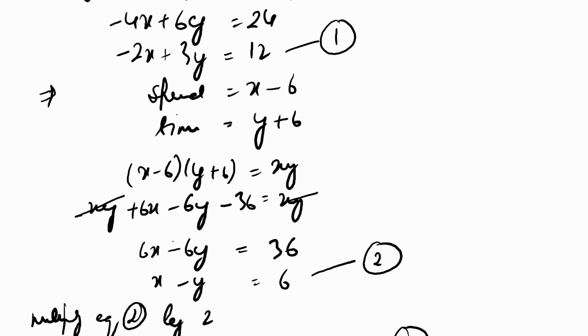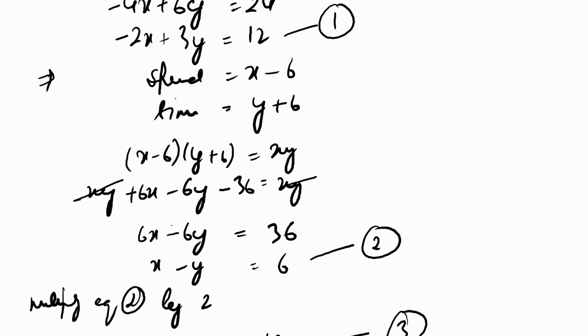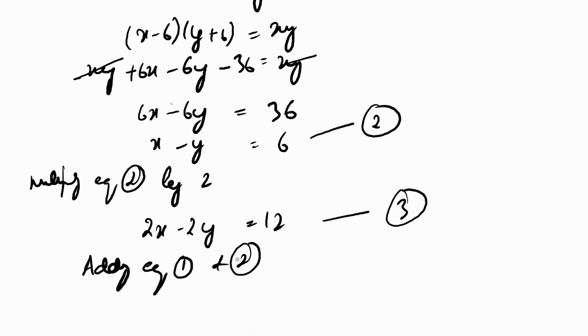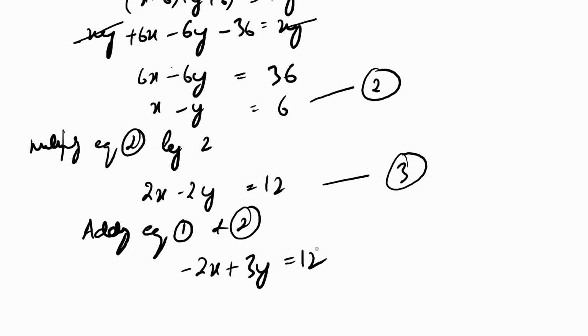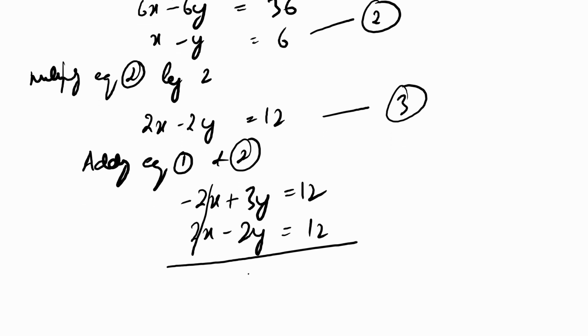Then what we will do? Adding equation 1 and 3. What is equation 1? Minus 2x plus 3y is equal to 12. And what is this equation? 2x minus 2y is equal to 12. So these I will add, this will cancel out, this will become y is equal to 24.